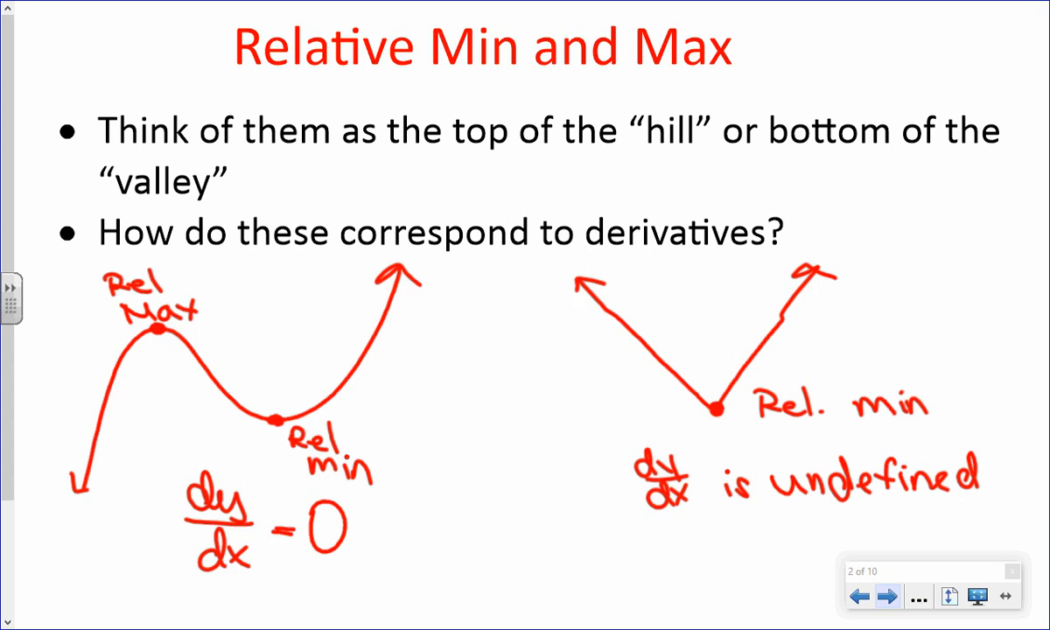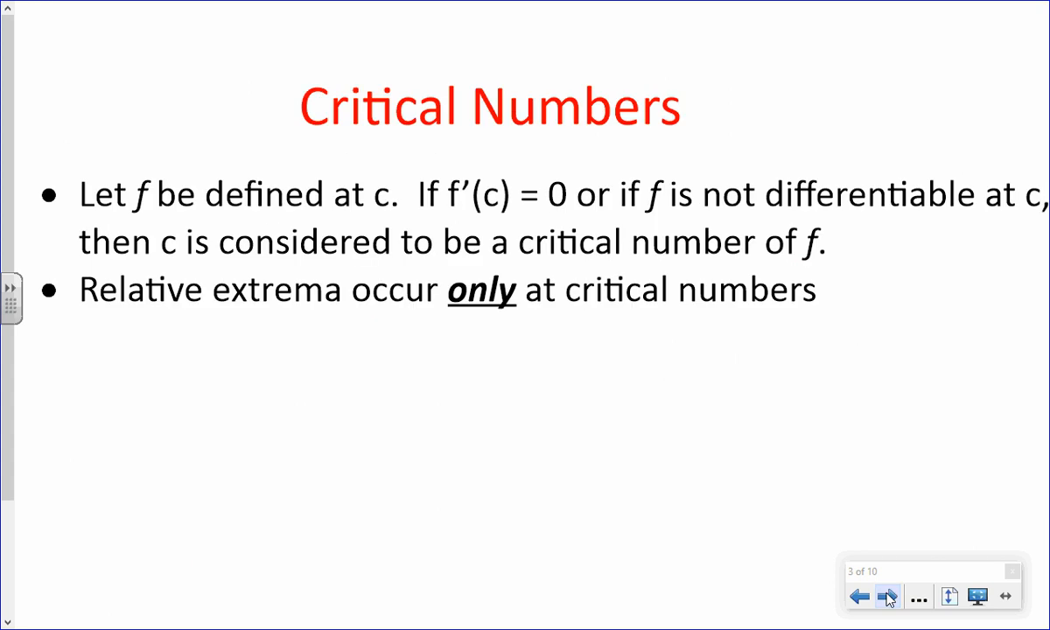So I think it would be critical for us to consider where our derivative would be 0 and undefined if we wanted to look into relative minimums or maximums. Do you agree? Okay. So that's something that I need you to write down. A critical number is where our derivative is 0 or not differentiable. And relative minimums and maximums can only occur at these critical numbers, nowhere else.